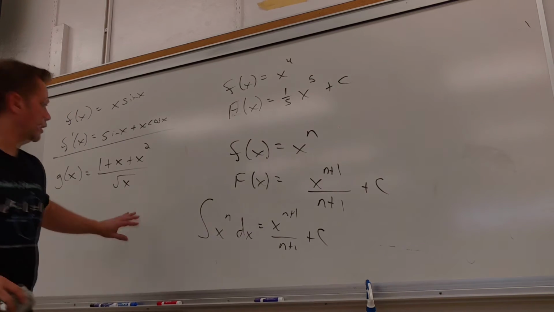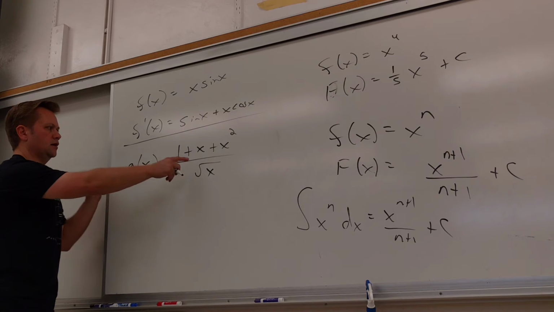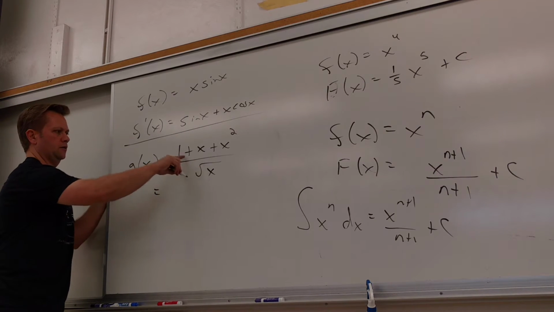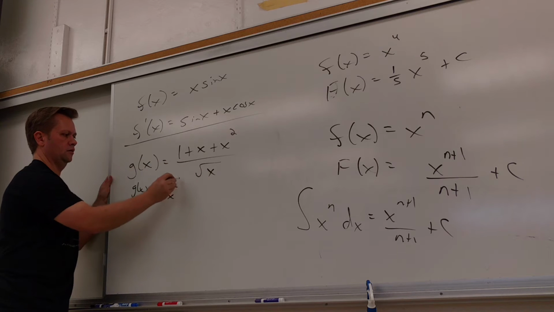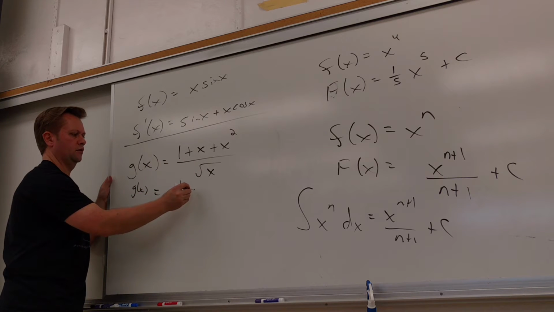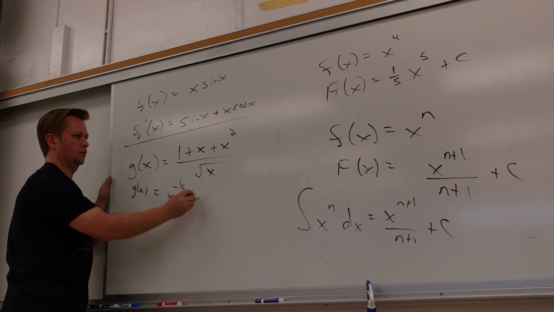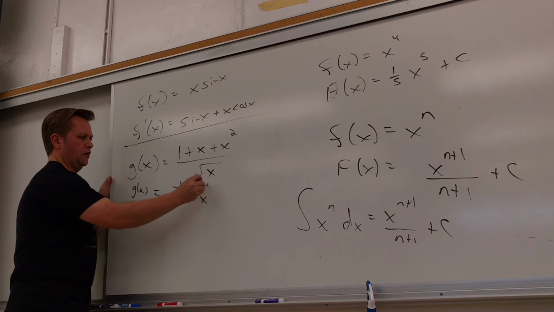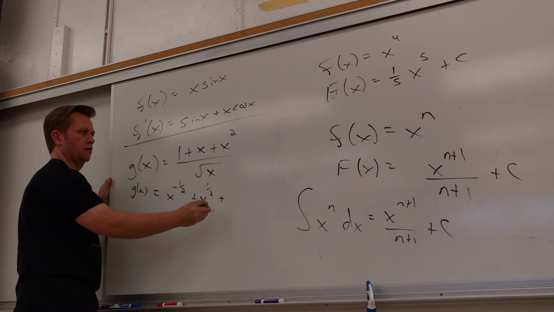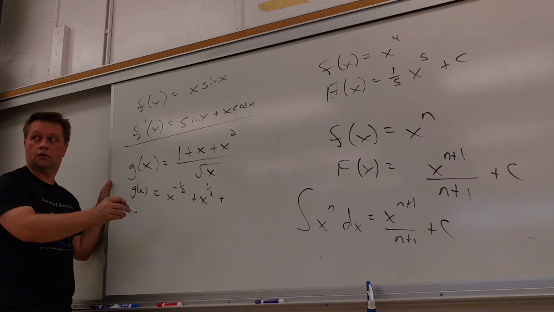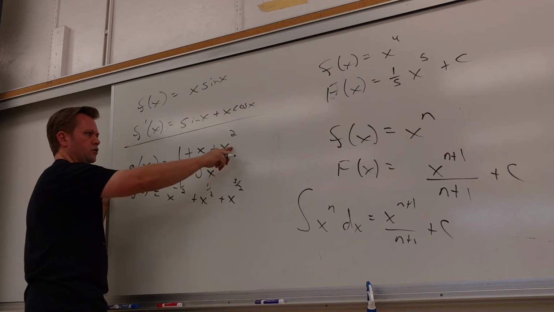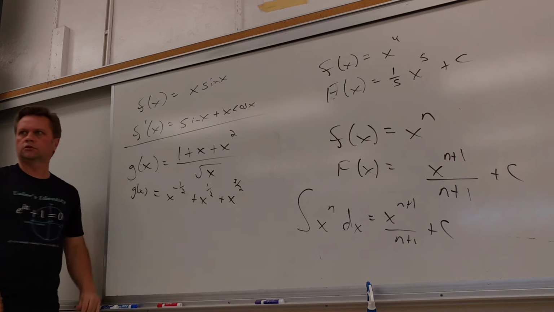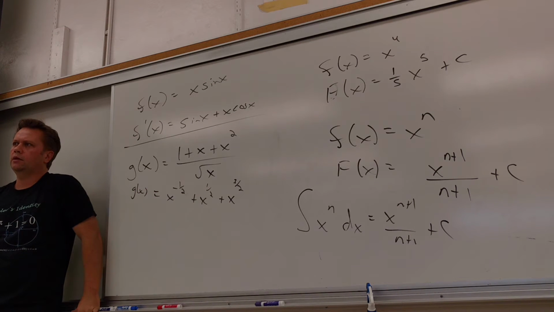So how do I do this then? The first thing I do is simplify. What do I get here? X to the negative 1/2, plus x to the 1/2, plus x to the 3/2. I have a whole other x, so it's one whole x bigger. That's what I would do to take a derivative.